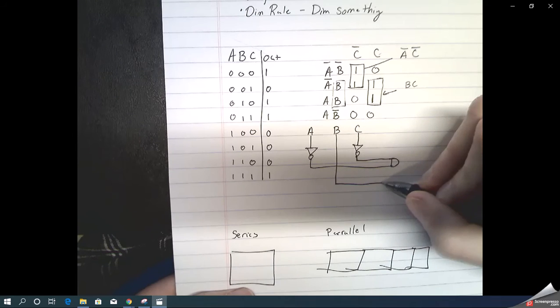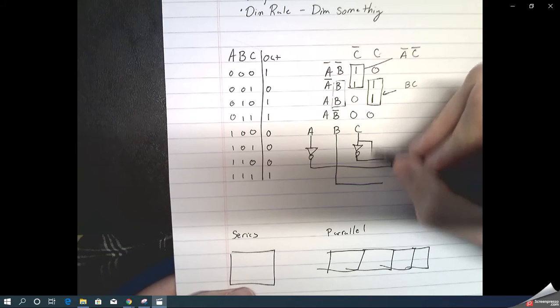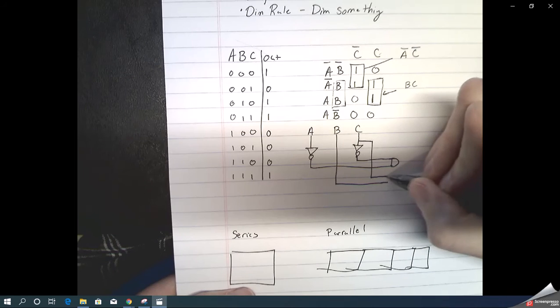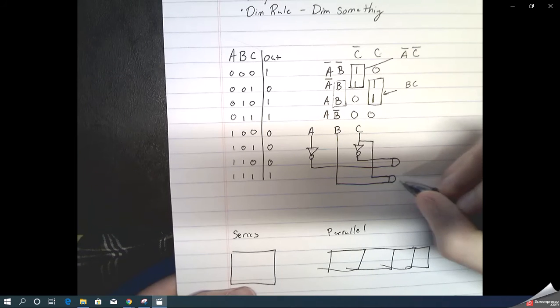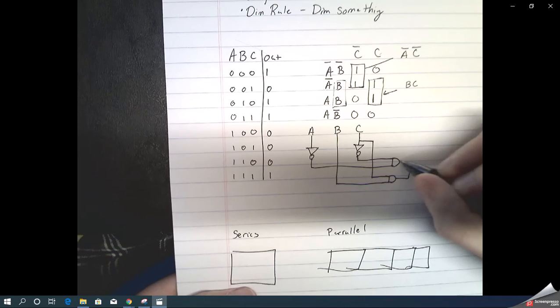So what do we have? Not A, not C into an AND gate. Then we have C and B into an AND gate. Both of those going into an OR gate. And that is when the output would turn on.